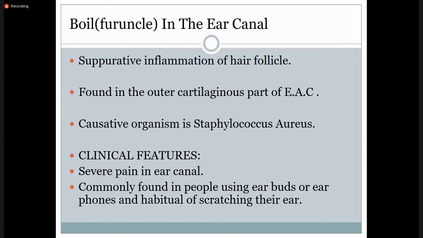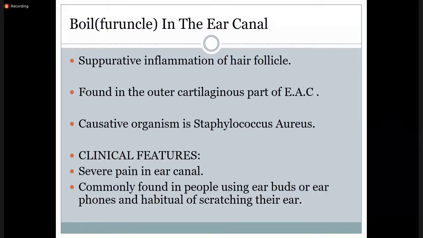As it happens in the cartilaginous part, it is very, very painful for the patient. Why? Because the skin in the cartilaginous part is tightly adherent to the underlying cartilage. So this is responsible for severe pain. It doesn't find space to spread, and that gives severe pain to the patient if he or she develops a boil in the external auditory canal.